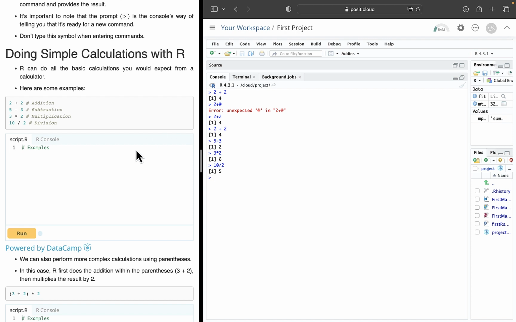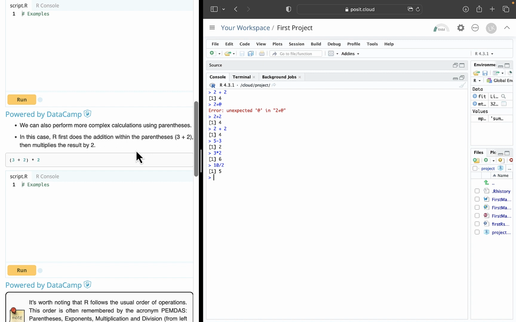Okay, the one thing that's important to note is that R is going to follow order of operations. I can't remember that acronym for order of operations, but we do parentheses, exponents, then multiplication, then addition, subtraction, that basic order of operations that you had all the way back in high school. So what are we going to do? 3 plus 2, parentheses first, times 2. I'm going to predict that this is going to be 3 plus 2, which is 5, times 2 is 10, because the 3 plus 2 is in parentheses. And what do we get? Cool, we get 10.